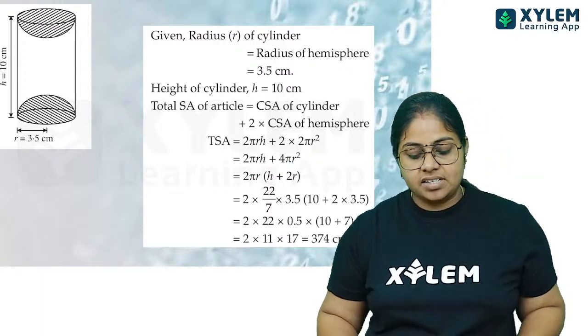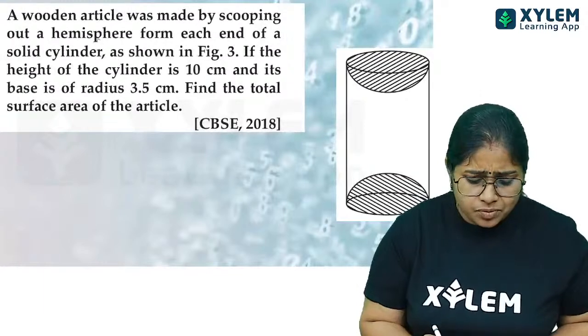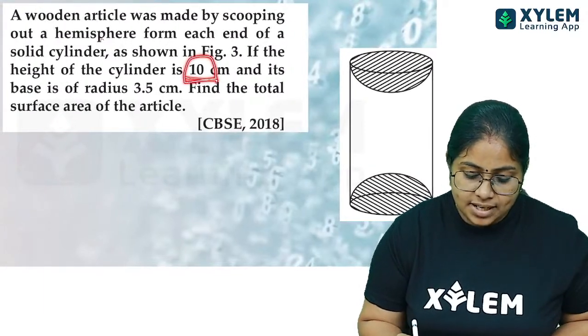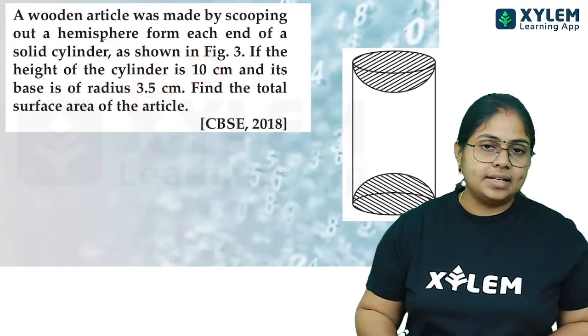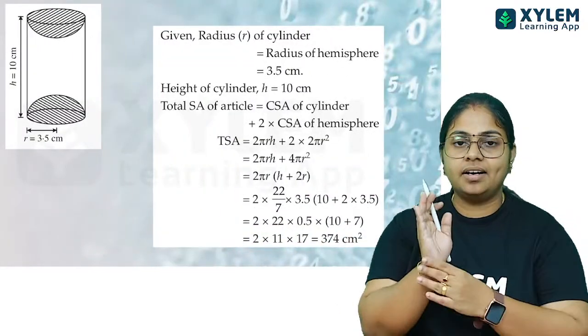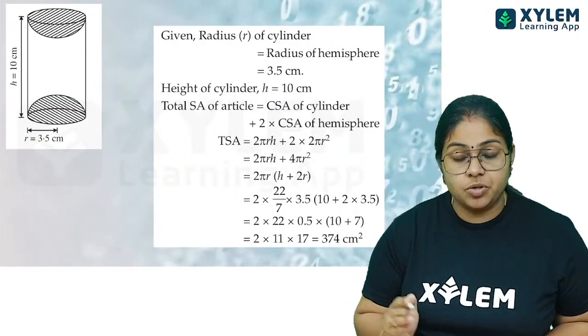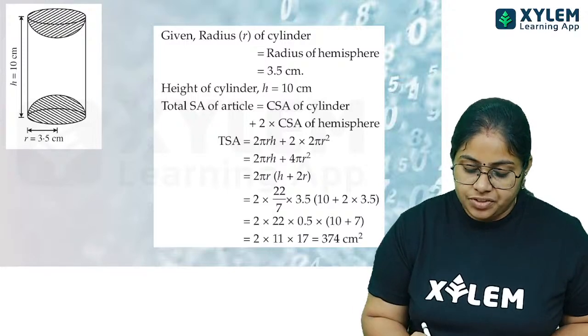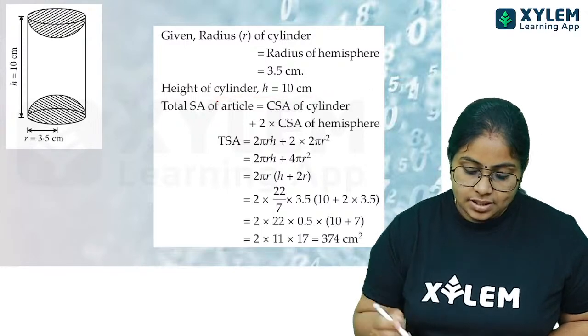Okay, and next we have to write what things. Yes, the height of the cylinder is given here, and the radius is also given. So all the things are given here. Then directly you have to substitute those values. The height of the cylinder is given. Surface area of the article.